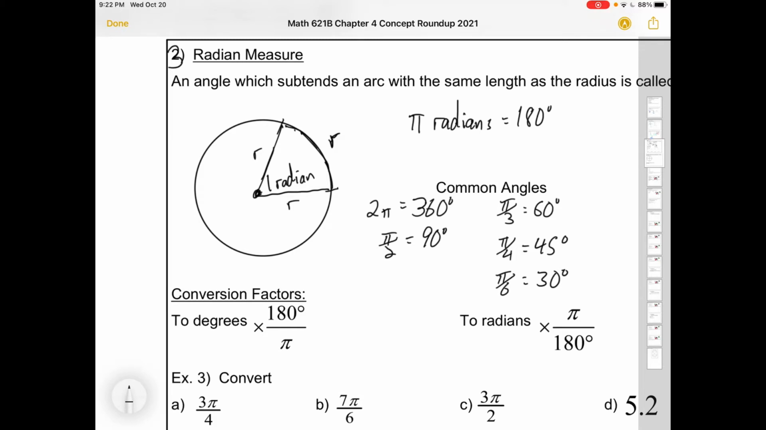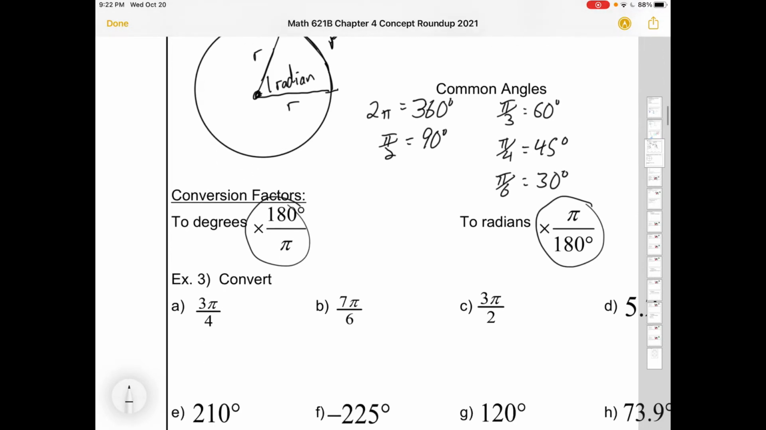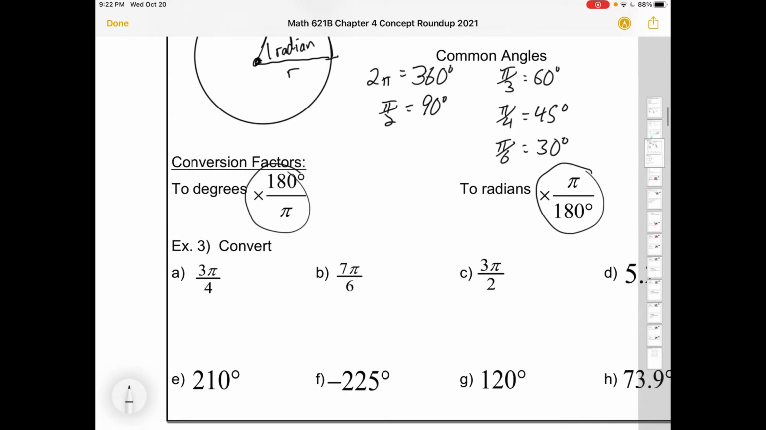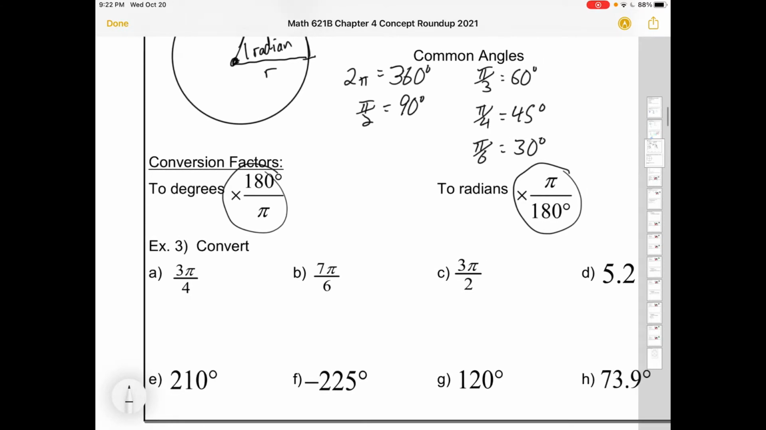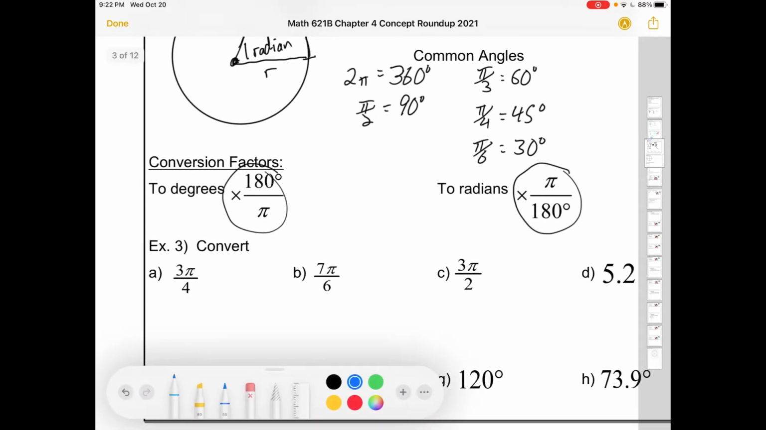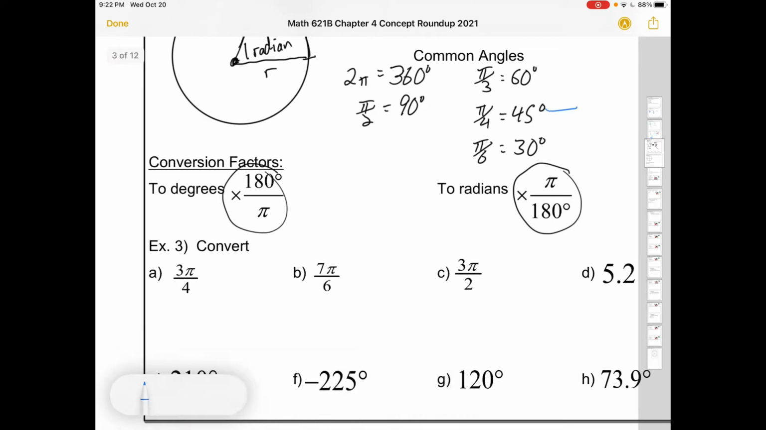If you want to convert using some conversion factors, if you want to go to degrees, we're going to multiply by 180 over pi. If you want to go to radians, we're going to multiply by pi over 180, because those two things are equivalent. So I'm going to show you how I like to convert. I like to think of these in terms of the common angles if I possibly can. So if I see 3 pi over 4, I think, oh, pi over 4 is a 45. So I've really just got 3 45s. In degrees, this is 135 degrees.